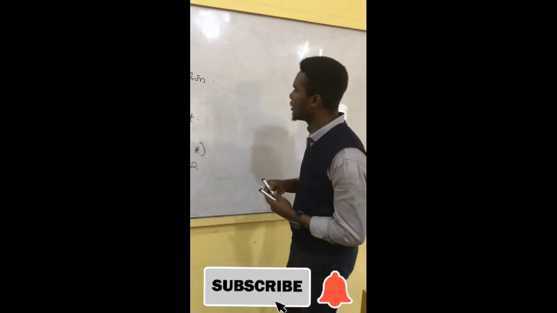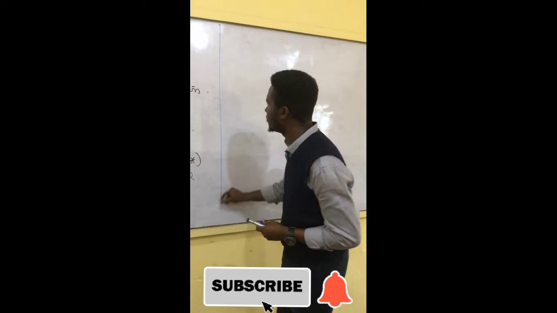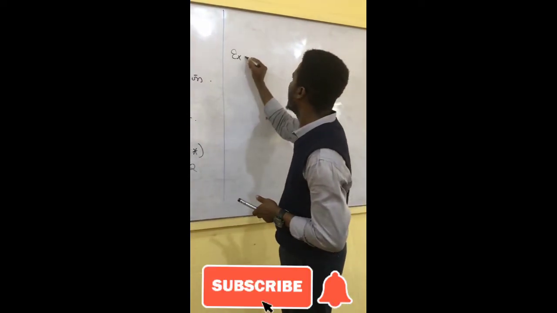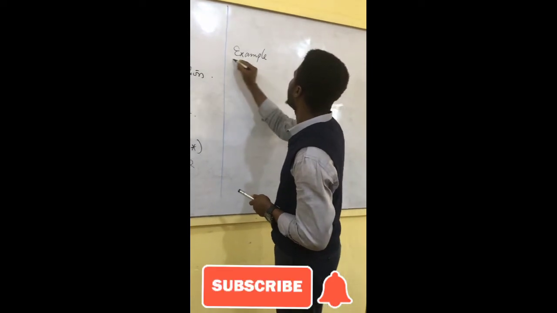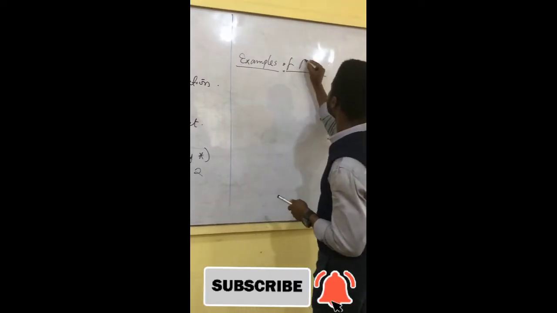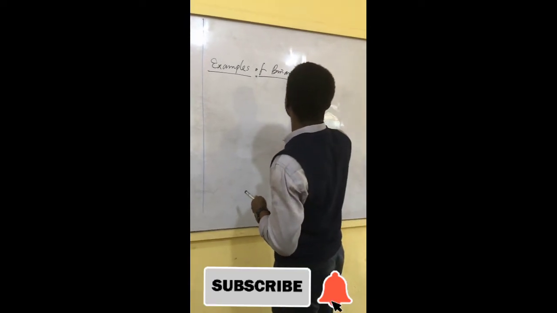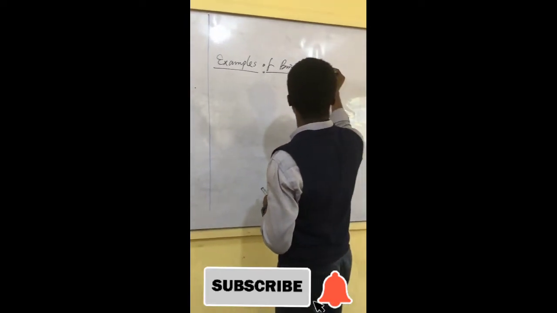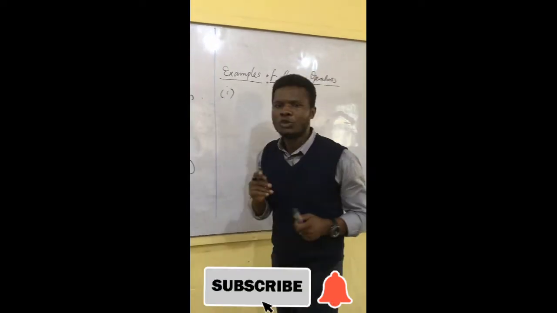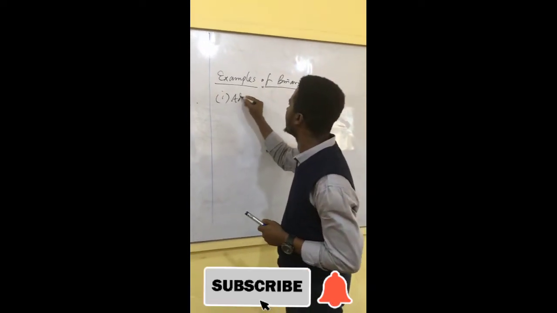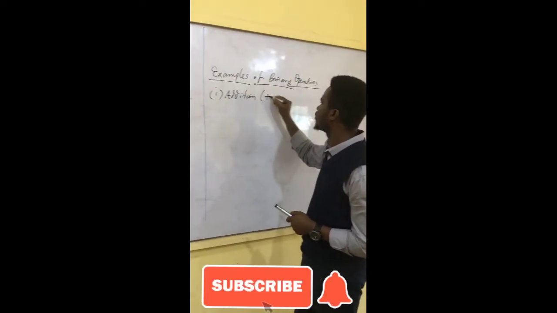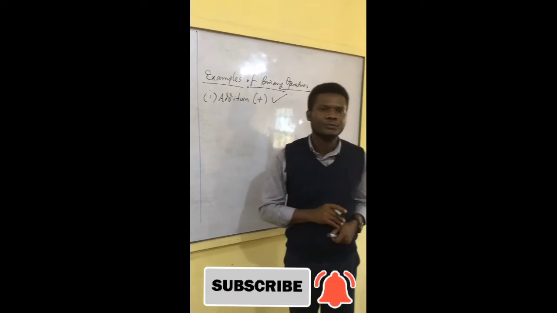So let's look at common examples of binary operations we've been using all along. One, you would come to realize that one binary operation we've been using all along the way has been this one: addition.